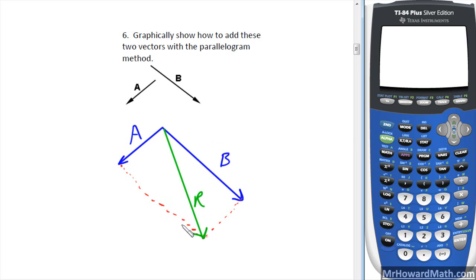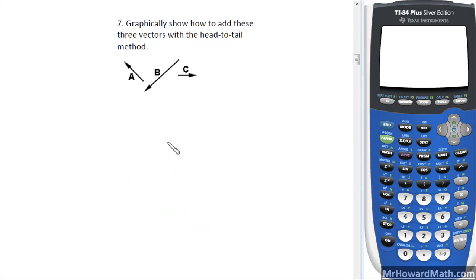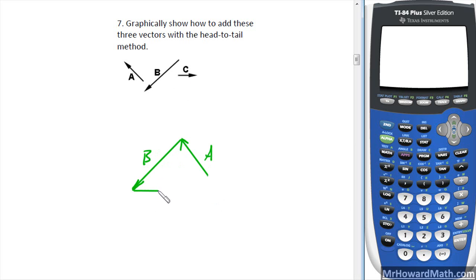Let's look at 7 next. 7, graphically show how to add these three vectors with the head to tail method. All right, so head to tail method. Let's start with vector A here, and I'll attach vector B to it, head to tail. So vector B going back this way like this, and then I'll attach C to that, head to tail.